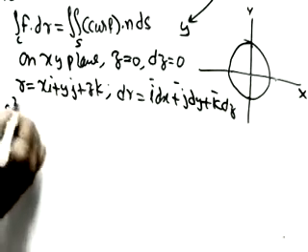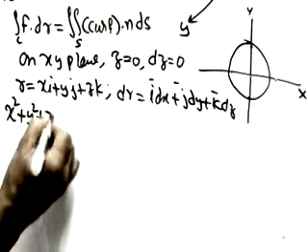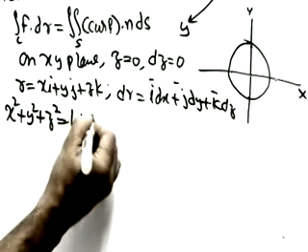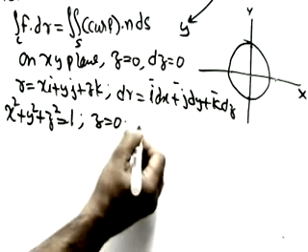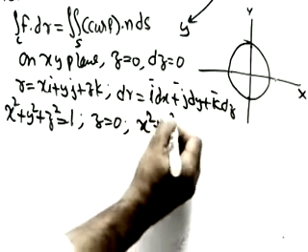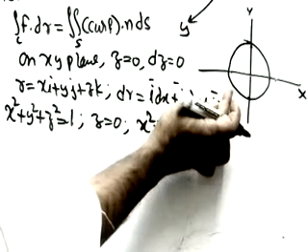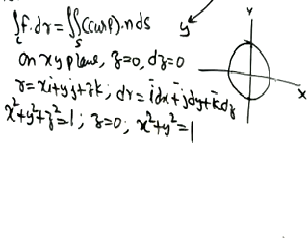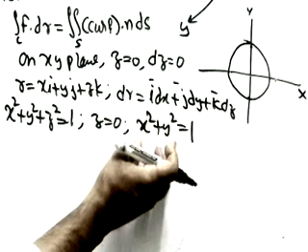And the next thing we see here, what is the equation of the sphere? The equation of the sphere is x squared plus y squared plus z squared equals 1. When we take z equals 0, this will change to the circle x squared plus y squared equals 1. This is the circle projected on the xy plane.